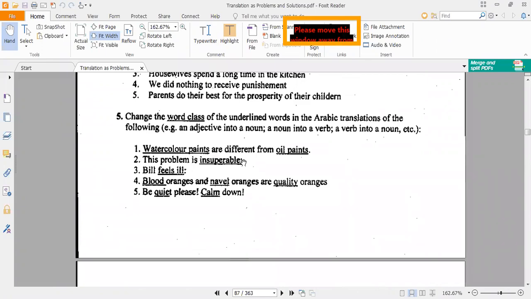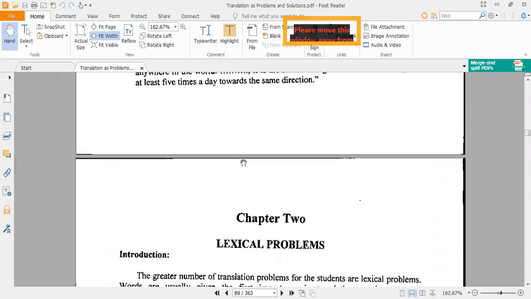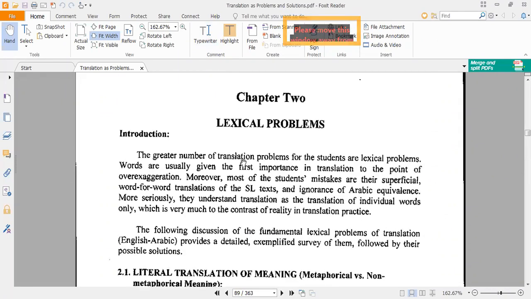Firstly, we have talked about the translation of verb to be, and we said that it is not necessary to translate verb to be as yakun. For example, he is a boy, not necessary to be translated as هو يكون طفلا. It is enough to render it as هو طفل. So, not necessary to render verb to be usually.